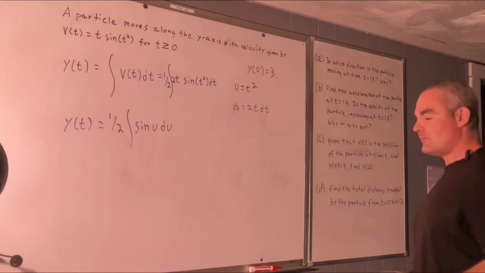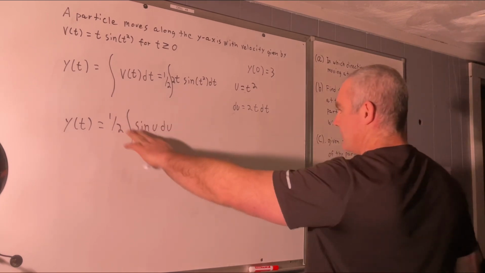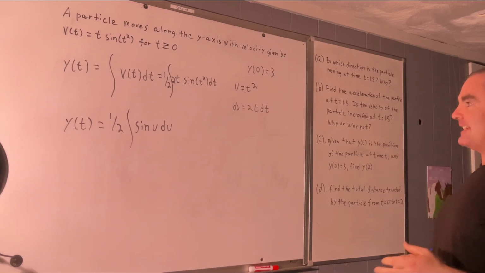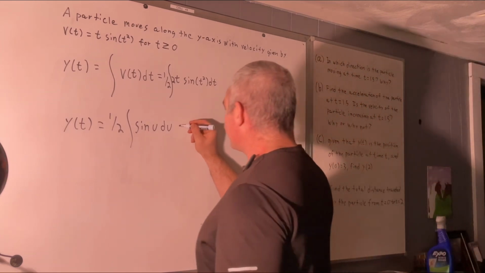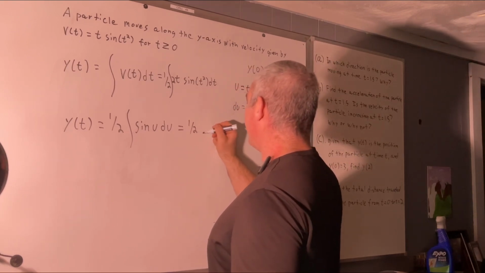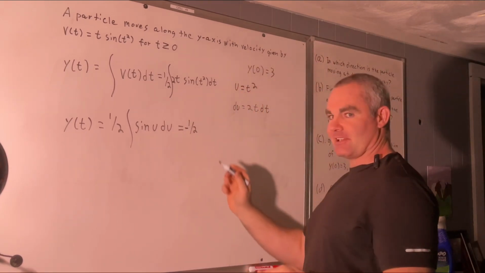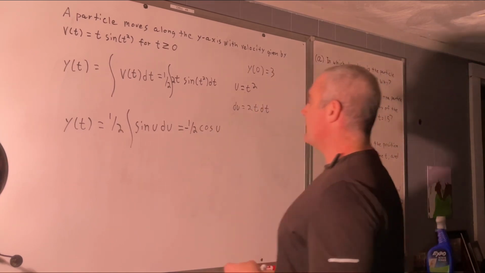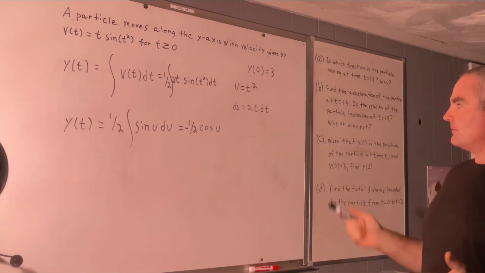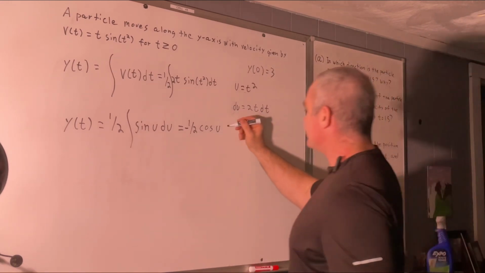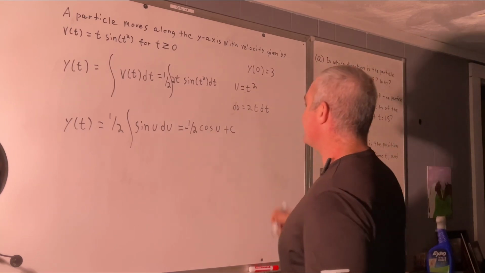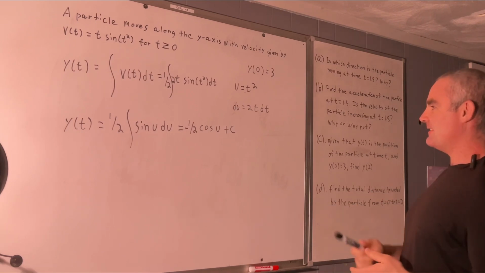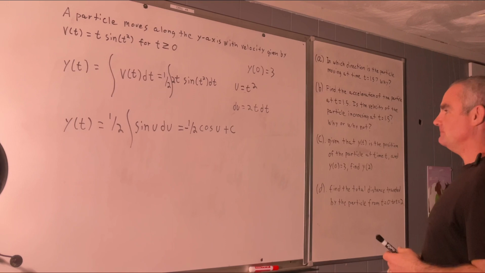Okay, what is the antiderivative of sine u? Please don't say cosine u. It's not. It's negative cosine u. So this is equal to 1/2 negative, and I'll put the negative in front of the 1/2, cosine of u. All right, we're done, right? No, we're not done. Don't forget the plus c. When you were learning this stuff, you probably didn't understand why you needed the plus c. You're going to need it here.